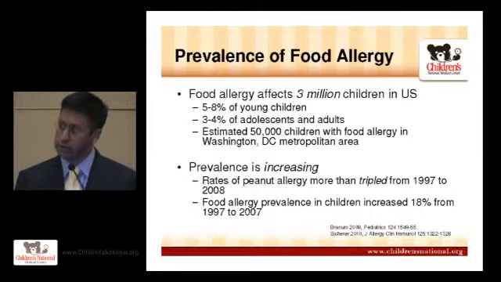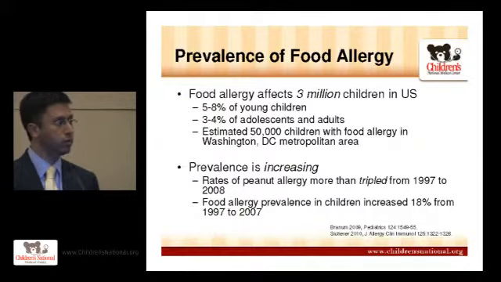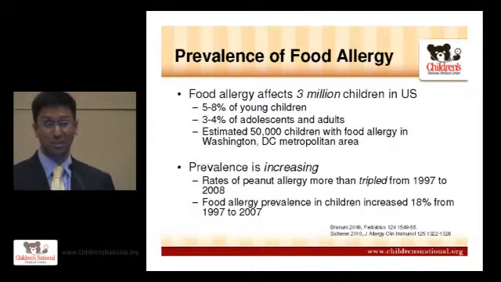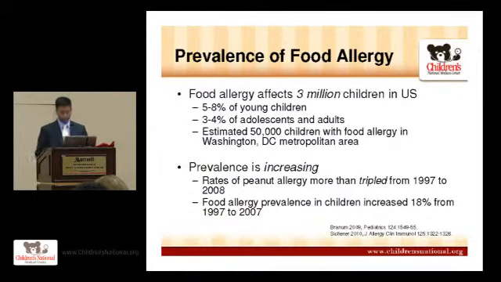And so percentage-wise, young children have a prevalence of 5 to 8%, adolescents and adults a little bit lower, 3 to 4%. And then when you extrapolate those nationwide numbers to our region, that means that there's an estimated 50,000 children with food allergy just in the Washington, D.C. metropolitan area. So incredibly prevalent. What's perhaps even more worrisome is the fact that these numbers are increasing. And every day we're seeing more and more children who are being diagnosed with food allergy.